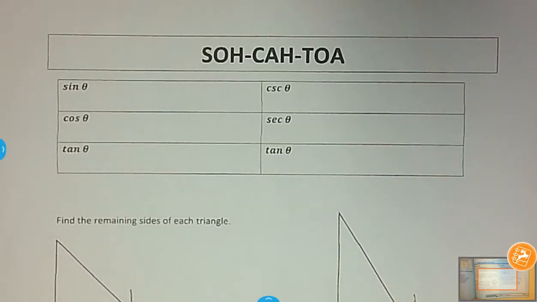All right. SOH CAH TOA. This is going to be a review from geometry with a little bit of new stuff in it.